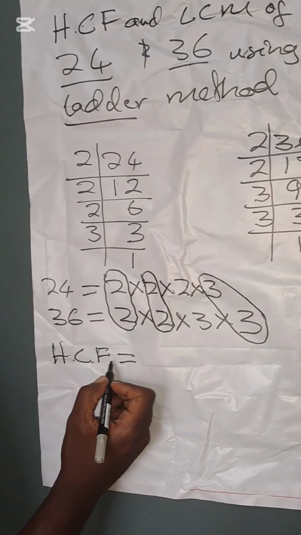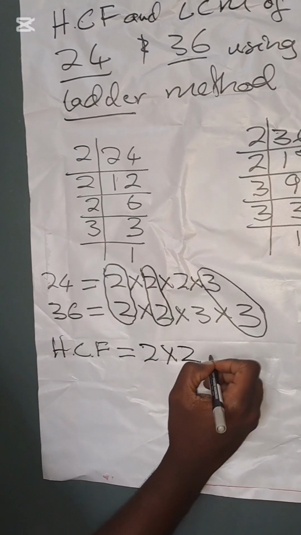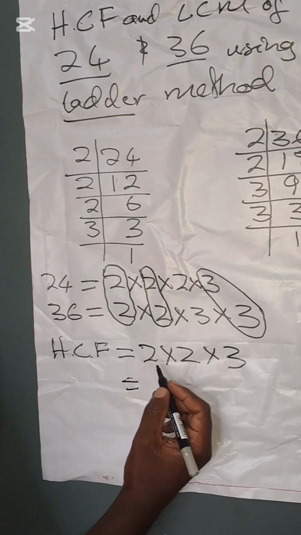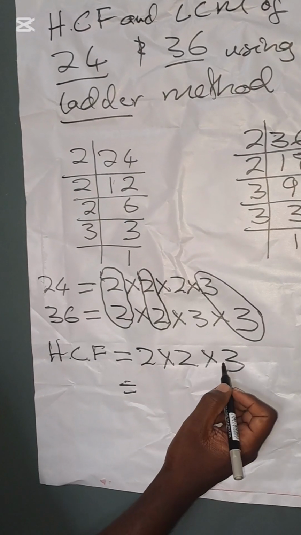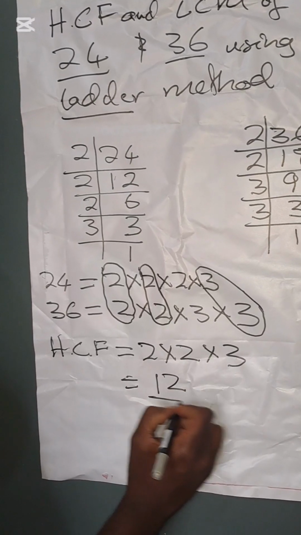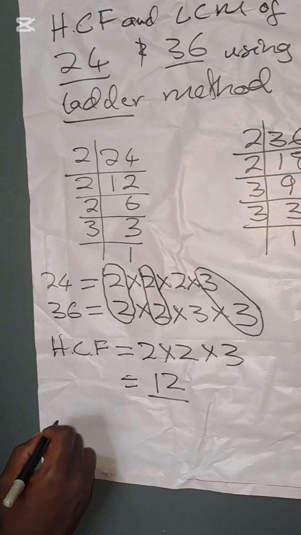So now my highest common factor will be a 2, that band, multiplied by a 2, multiplied by a 3. And this will give us 2 times 2 times 3. So that will be a 12. So our highest common factor for 24 and 36 is 12.